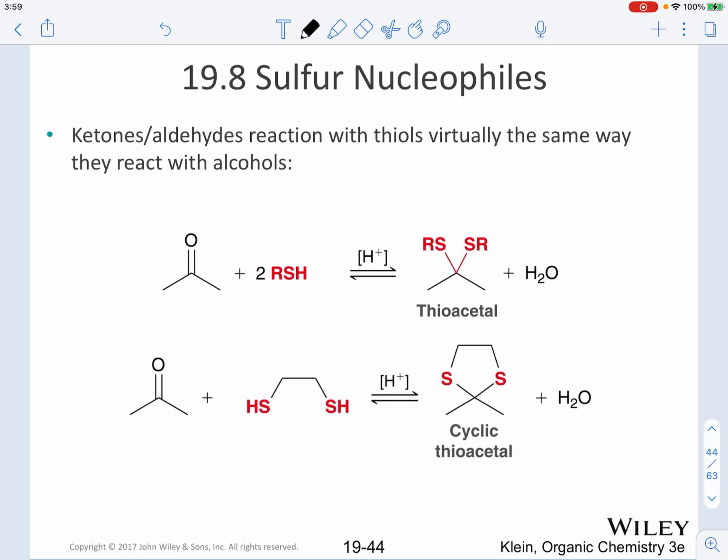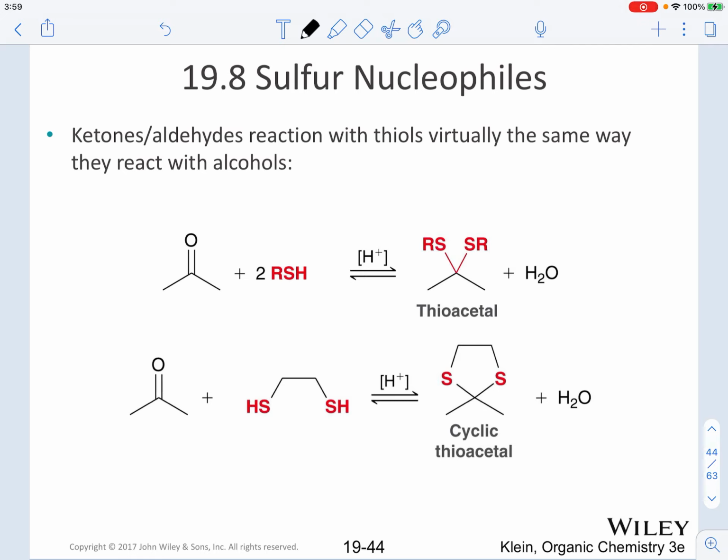alcohols. So, earlier in this chapter, we saw how alcohols, when they react with aldehydes and ketones, are going to be forming an acetal. So, if now the molecule that we are interacting our aldehyde and ketone with is a thiol, then what we're going to be forming is a thioacetal. Understand that this reaction happens under acidic conditions.